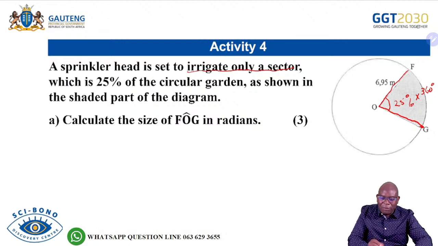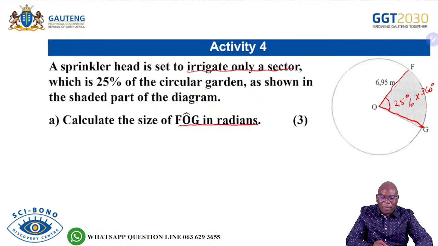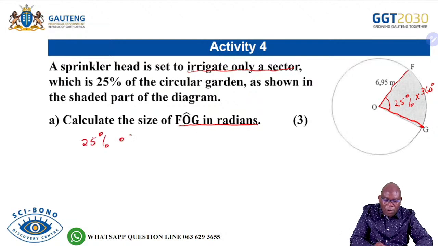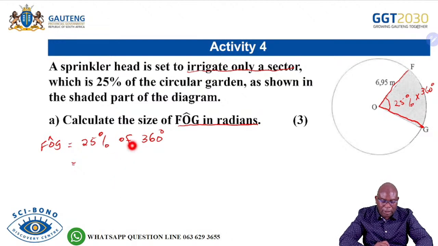But now look at this. Calculate the size of FOG in radians. You see, now you're going to get it in degrees, then we need to change it to radians. Can you see that conversions are very, very important? Now, FOG, so we're going to say 25% of 360 degrees. So that's what we're going to get, that angle FOG. But what we're going to get there is in degrees.